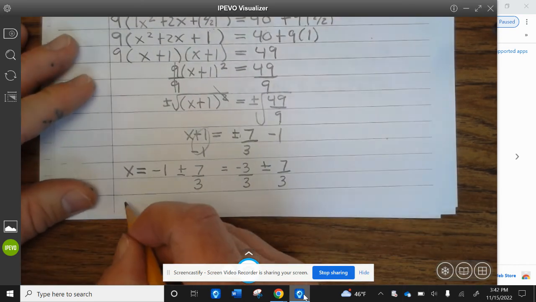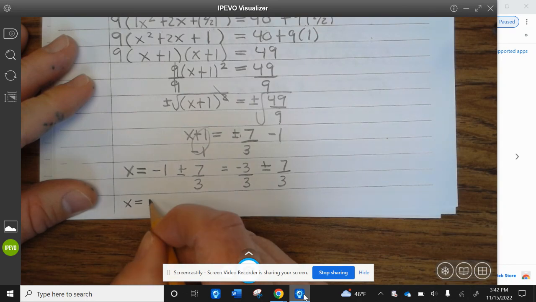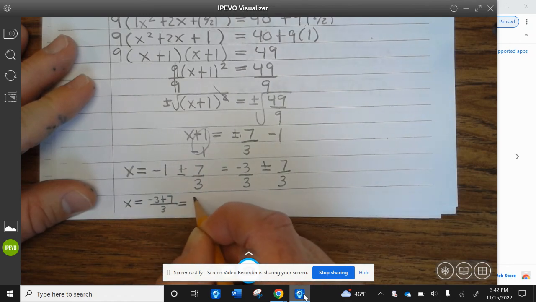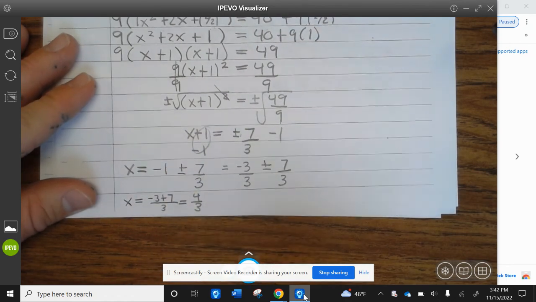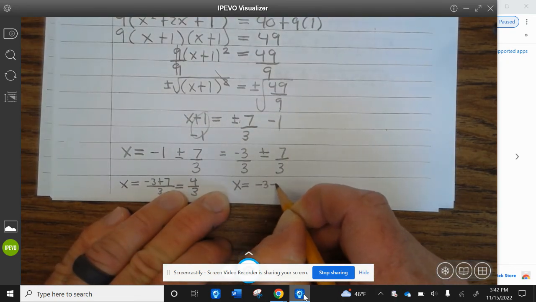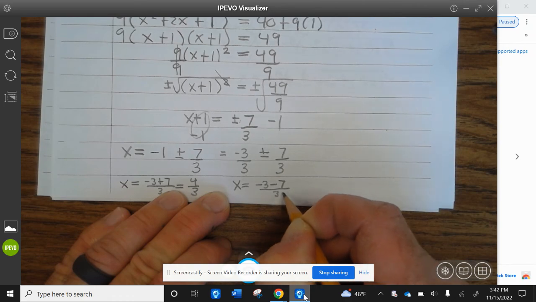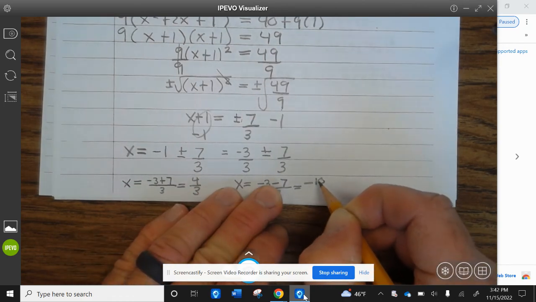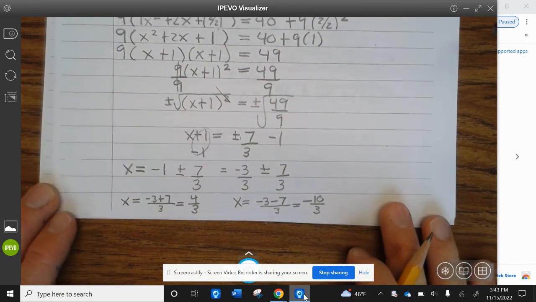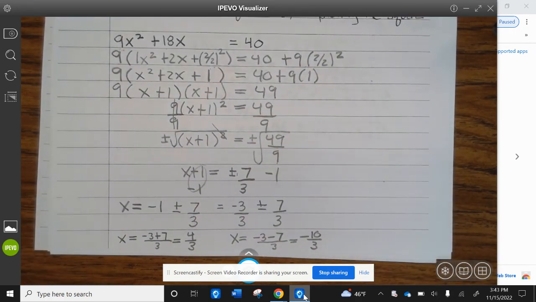So x equals negative 3 plus 7 divided by 3, which is 4 divided by 3. And x equals negative 3 minus 7 divided by 3, which equals negative 10 divided by 3. All right, go ahead and finish up example 9. And go and start working on your assignment and have a wonderful Wildcat day.